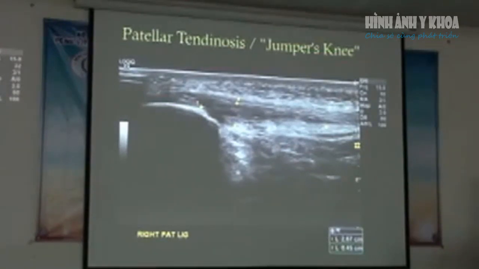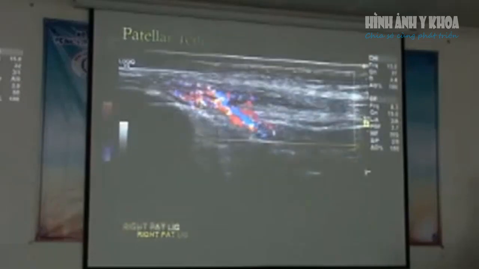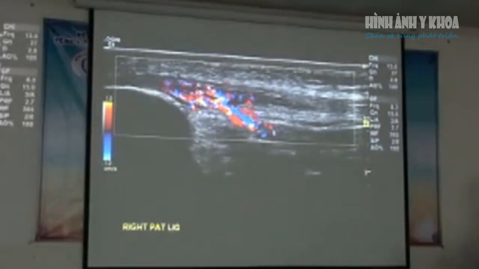So if this goes untreated or it becomes chronic, you start getting mucinous degeneration within the tendon as well. And using color Doppler, you're able to see that there's quite a lot of vascularity in that area as well.